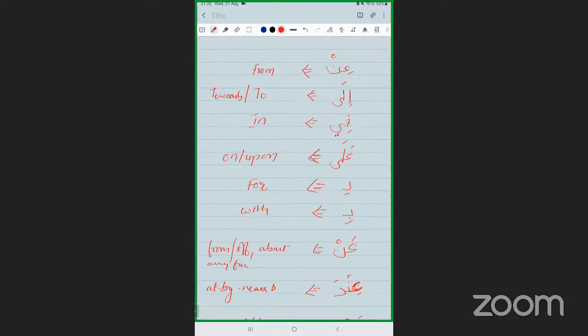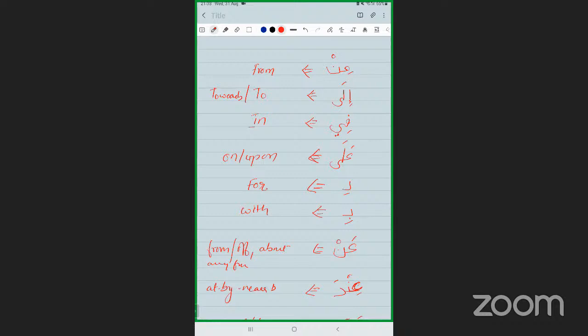See, all the answers are in front of you. Towards the masjid. Ilal masjidi. MashaAllah. Is this easy or difficult? Easy. This is so easy. Arabic is so easy. I don't know why people think it is so hard.